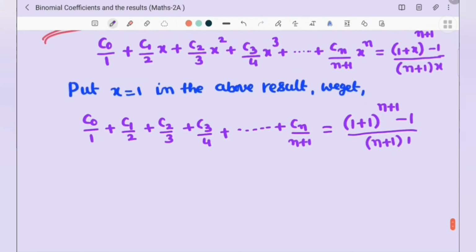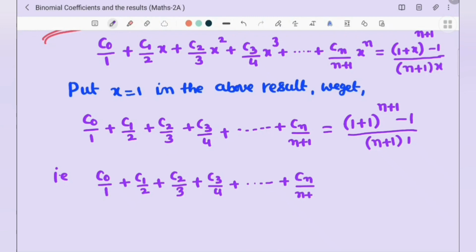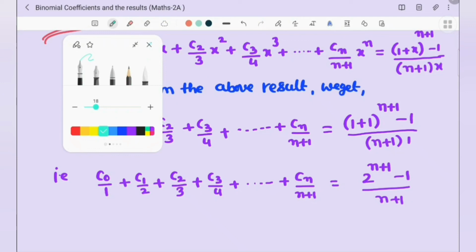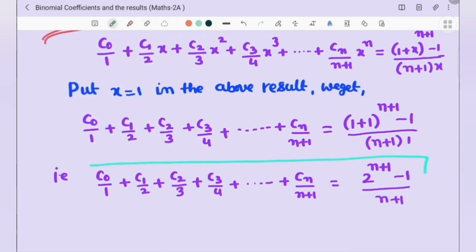So that is C0 by 1 plus C1 by 2 plus C2 by 3 plus C3 by 4 plus and so on, Cn by n plus 1 is equal to 2 power n plus 1 minus 1 by n plus 1. That's what they are asking to prove, no? We got it. In method 1 and method 2, we proved the result, dear students. We'll move to the next one.